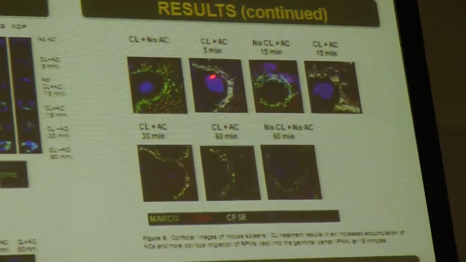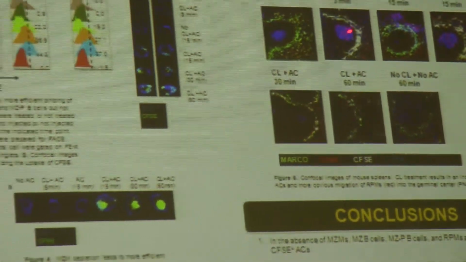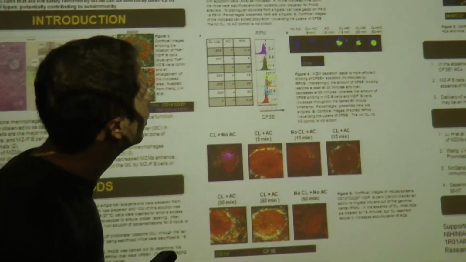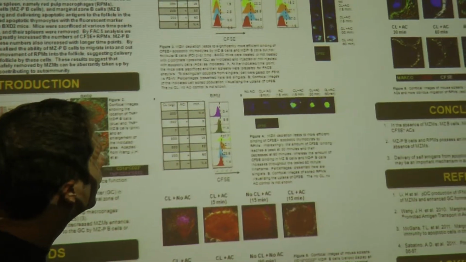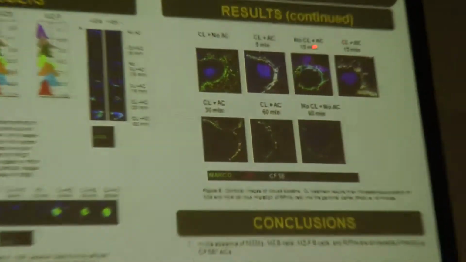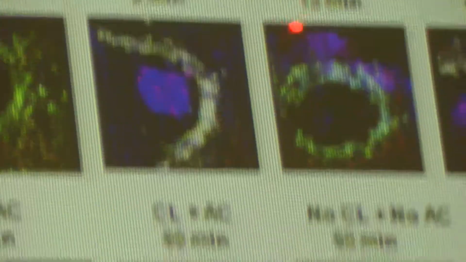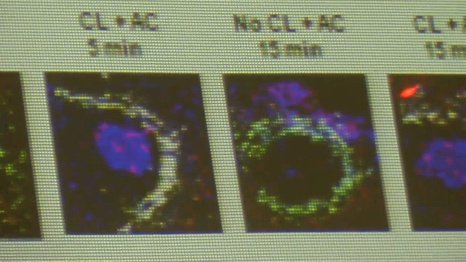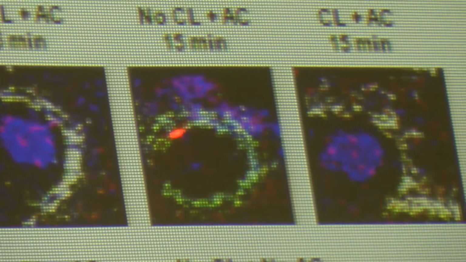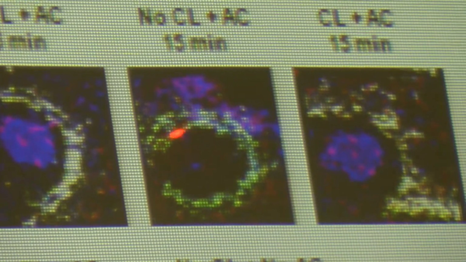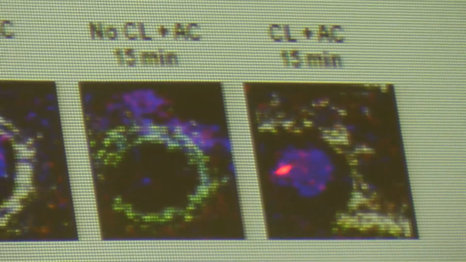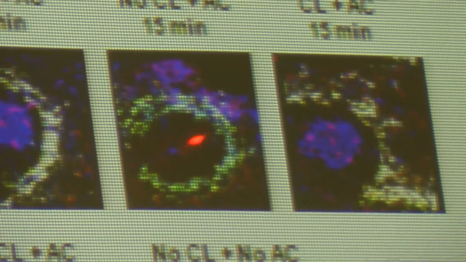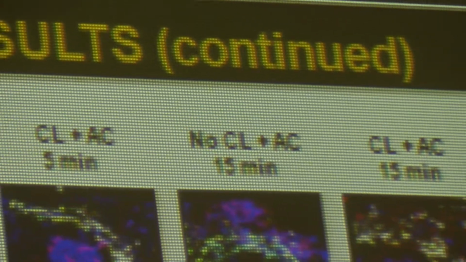Yeah, here we're looking, and you can see these RPMs here in red, getting into the germinal center. And again, if you compare these two right here, this one has intact, or at least more intact MZMs than this one right here, and it looks like it also has more clearance of the ACs as opposed to this one. And you also see more RPMs in here as opposed to this mouse that was not treated with CL.